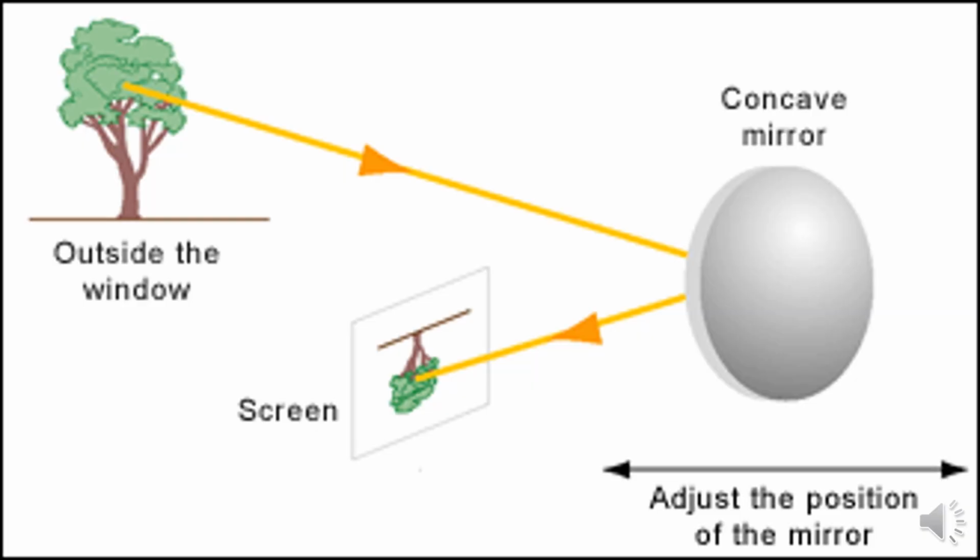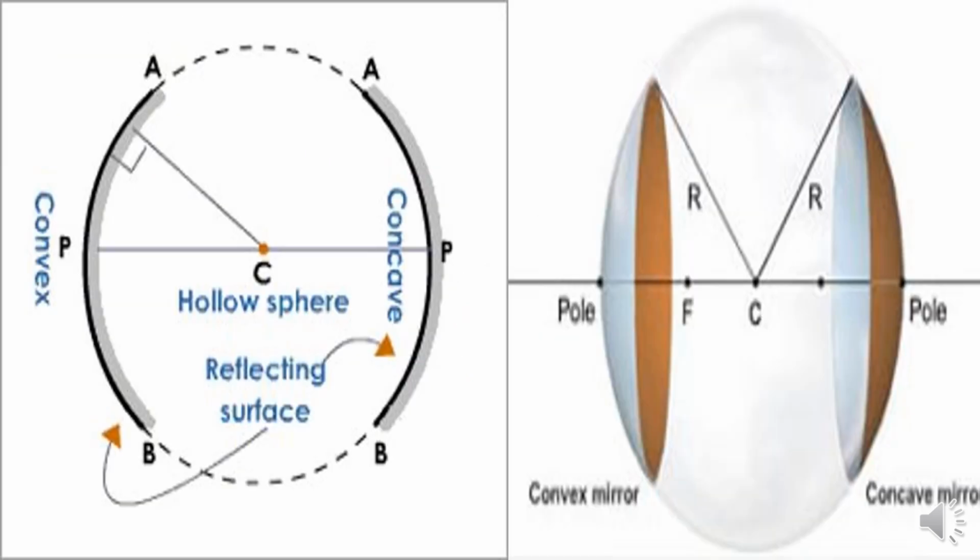Now we are going to explore the formation of images in spherical mirrors. The laws of reflection are applicable to spherical mirrors as well. Mirrors whose reflecting surfaces are spherical are called spherical mirrors. The reflecting surface of a spherical mirror may be curved inwards or outwards. A spherical mirror whose reflecting surface is curved inwards, that is faces towards the center of the sphere, is called a concave mirror. A spherical mirror whose reflecting surface is curved outwards, that is faces away from the center of the sphere, is called a convex mirror.